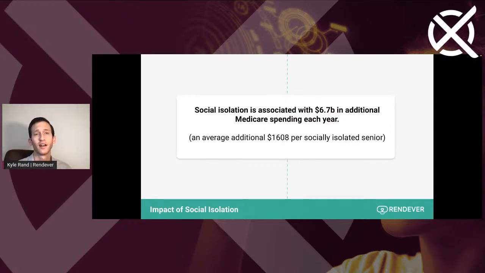And it's not only taking a toll on individuals, it's also taking a toll on the healthcare industry as a whole. A few years ago, social isolation was found to be associated with a $6.7 billion increase in Medicare spending each year here in the United States. That's almost $2,000 in direct Medicare costs per isolated senior.